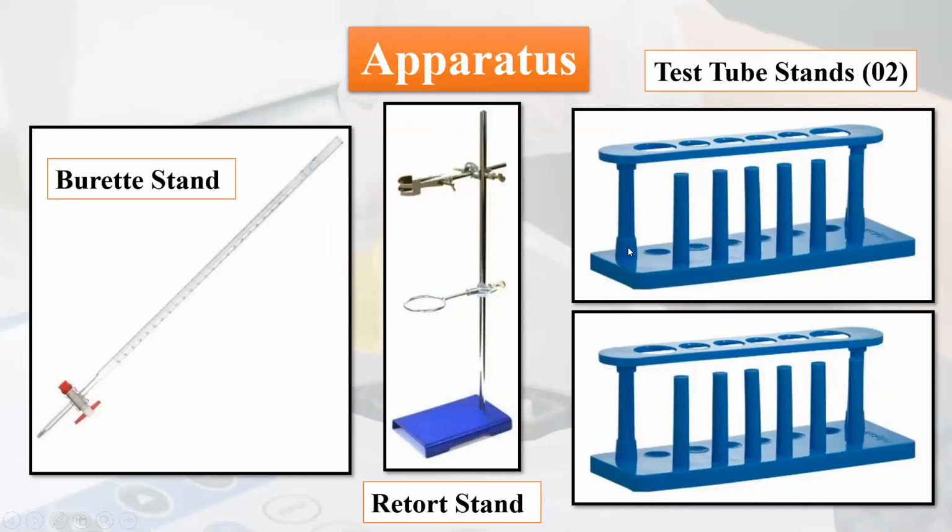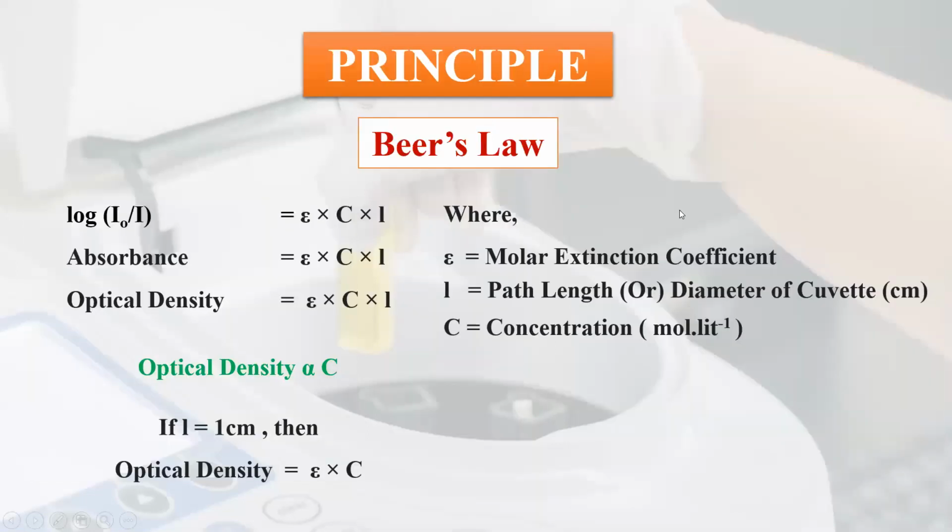One is the photospectrometer. The phenomenon that takes place in the photospectrometer we discussed very clearly. Not only that, we take the burette, the burette stand, and the test tube stands. Here we take 10 test tubes. So what is the main principle of this experiment? It is very clear.